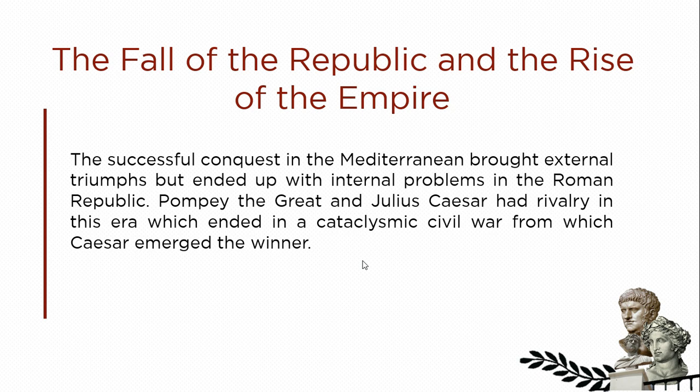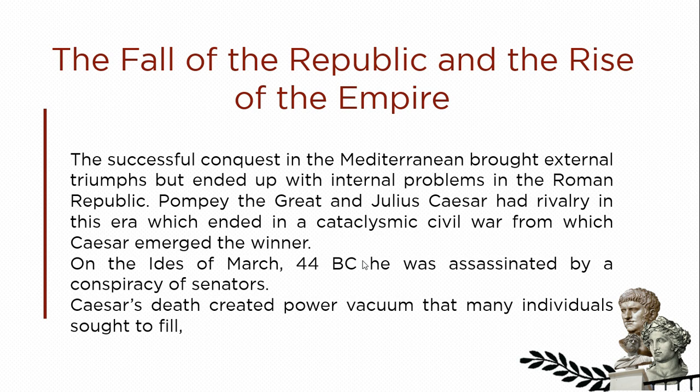These resentments steadily grew until they boiled over during the late Republic, conventionally defined as the period between the failed attempt at reform in 133 BC and the Battle of Actium in 31 BC. As the Republic staggered along under increasing strain, its institutions and traditions were eroded. This era also saw the rise of a series of dangerous strongmen who put their personal ambitions above the good of the state, including Pompey the Great and Julius Caesar, whose rivalry ended in a cataclysmic civil war from which Caesar emerged the winner.